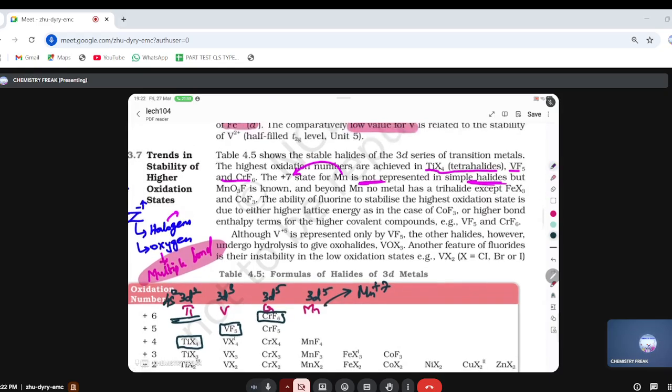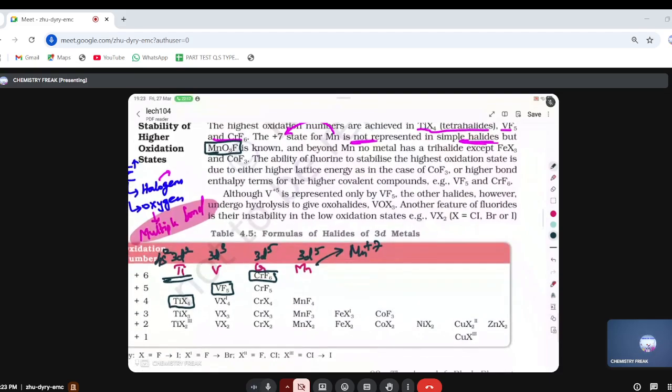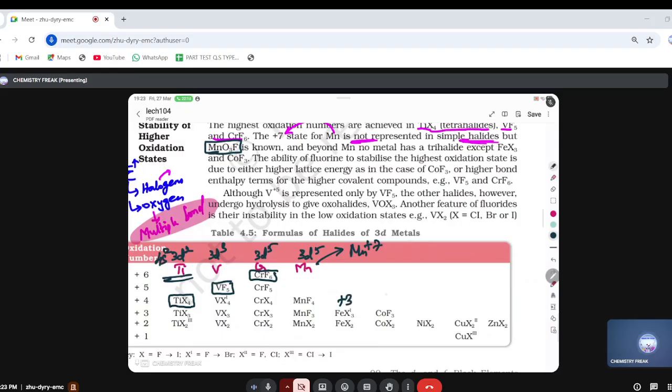If Mn plus 7 has no compound with halogen, here, look, this compound is known. Here the charge of manganese is +7. Similarly, iron maximum charge +3, cobalt +3, nickel maximum charge is +2, copper maximum +2, zinc maximum +2. These are all given.